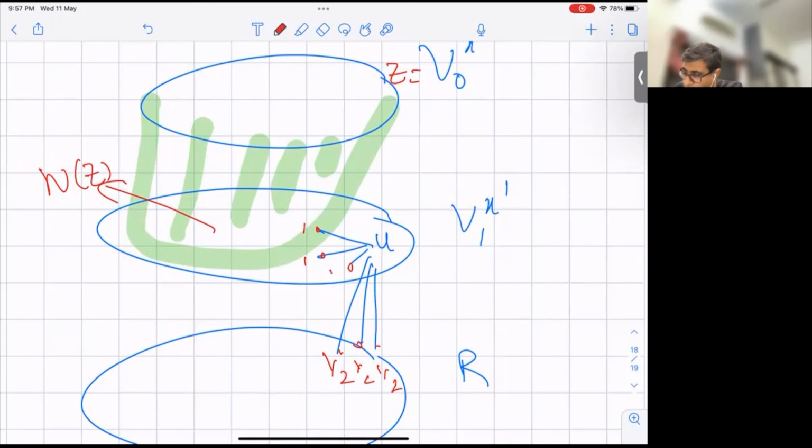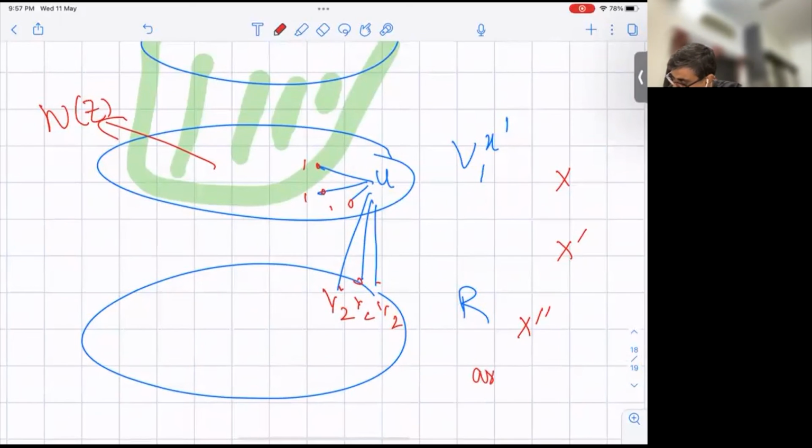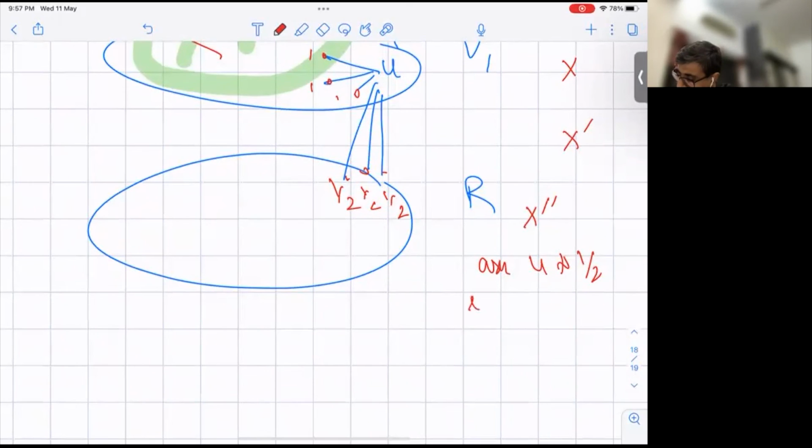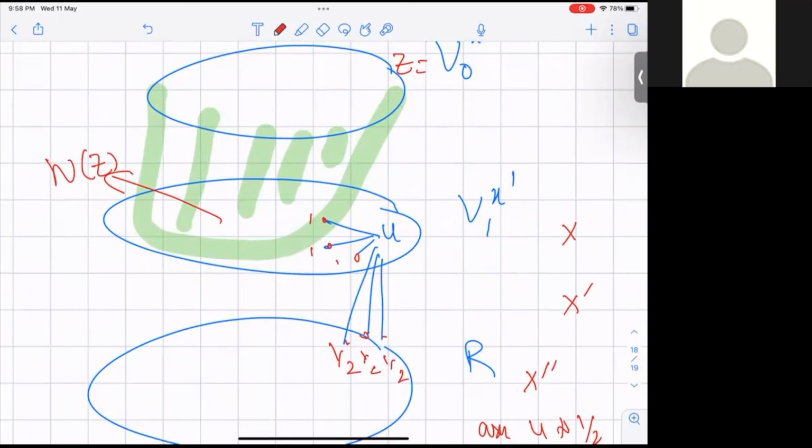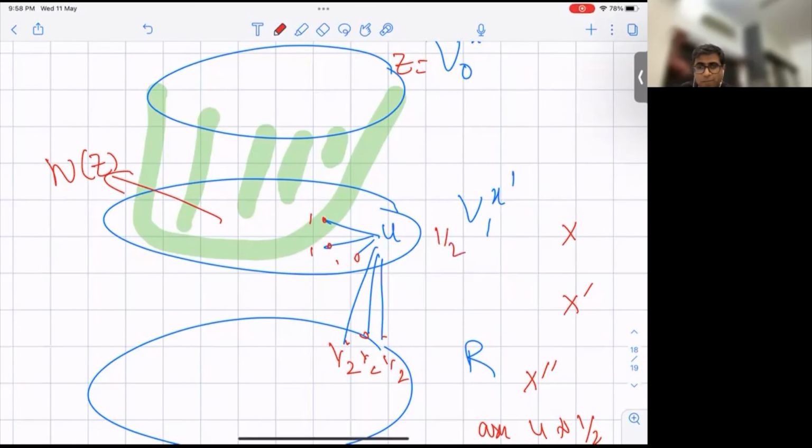Now, we had X prime. Now I'm going to make X double prime. What is X double prime? Assign U to half, and for the others, take the same value. Now, is this a feasible solution? Yes, because nothing has changed.